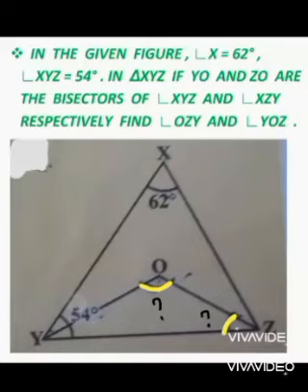this angle is equal to ZYO, this angle. These two angles will be equal as OY is a bisector. Next, here also they have given OZ is a bisector of XZY. So this angle will be equal to this angle. What? XZO will be equal to YZO. These two angles will be equal.